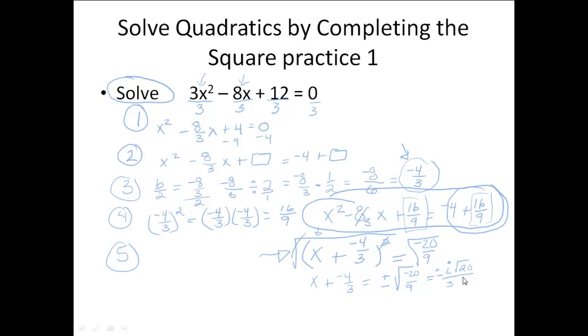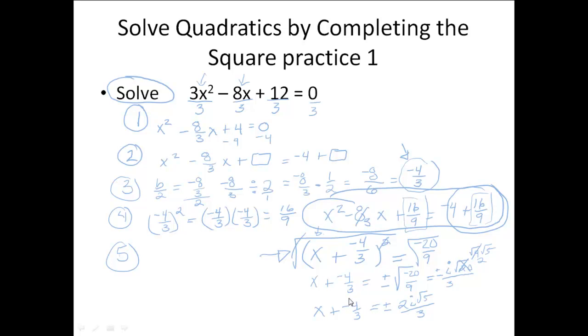So I've gotten those 2 problems taken care of, but now as I look at this, I realize that 20 can be broken down into a perfect square root of 4 and the square root of 5. Well, the square root of 4 is 2, so the square root of 20 is actually 2 square roots of 5. So at this point, I am left with a plus or minus 2i square roots of 5 all divided by 3, and I still have my x plus negative 4/3 over here.